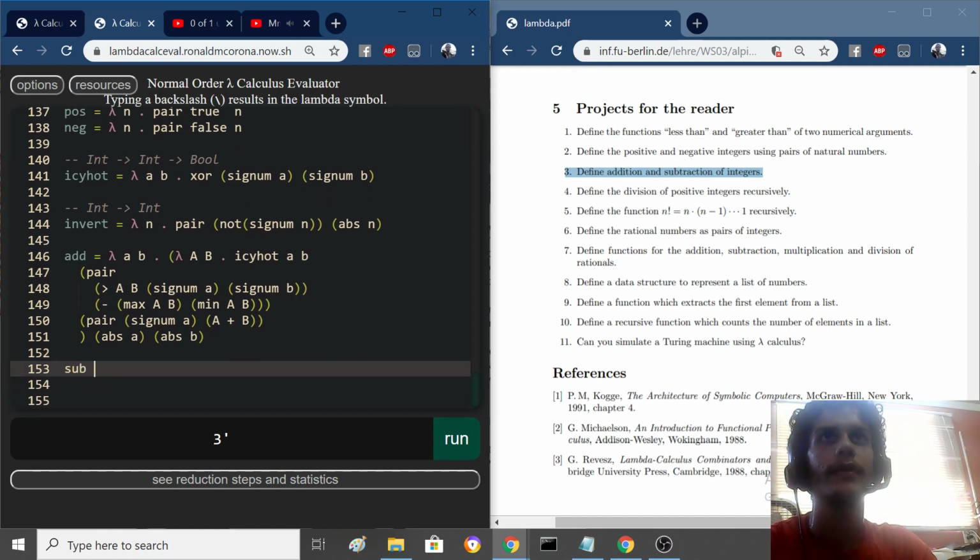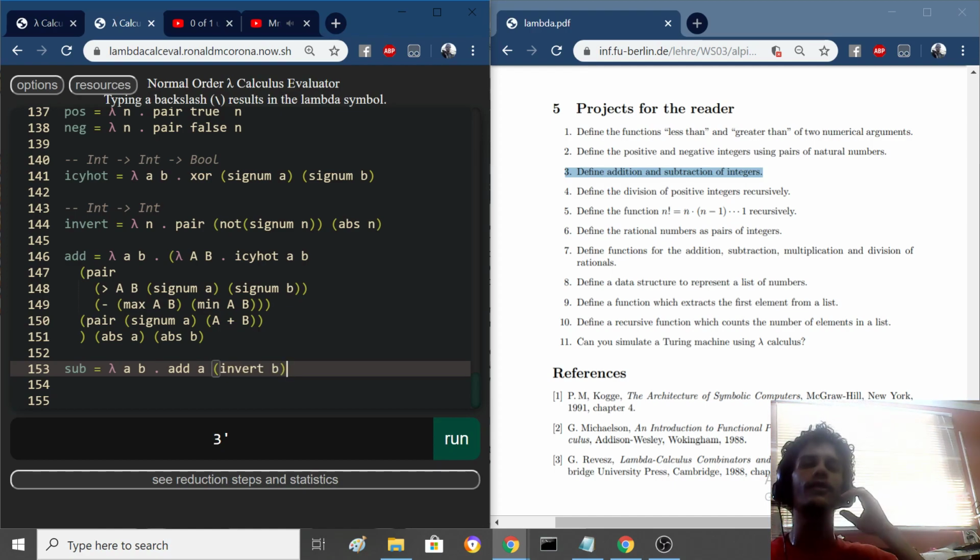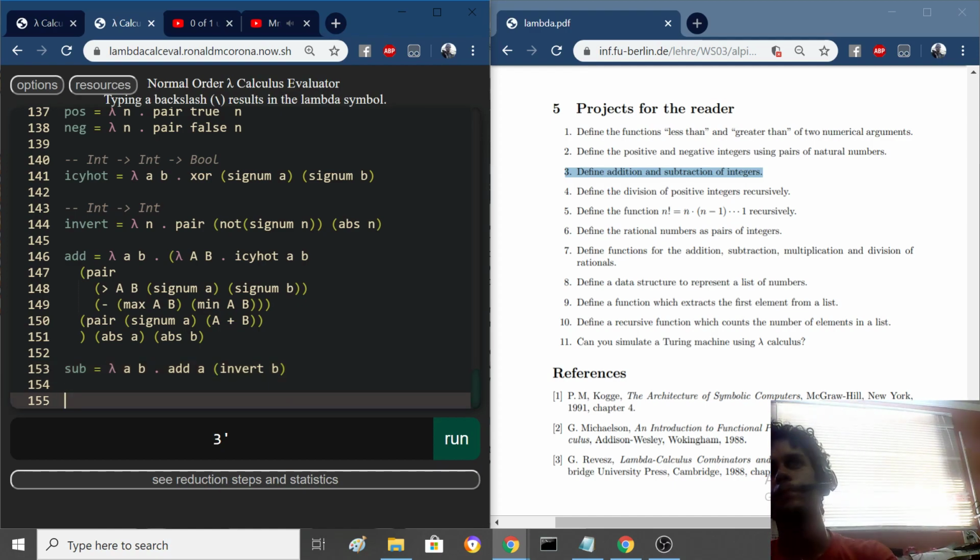Subtract. It's a function that takes a and a b, and we just add a with the inverse of b. Invert b, and I don't think I need to prove to you that this will work. So we're just going to move on.